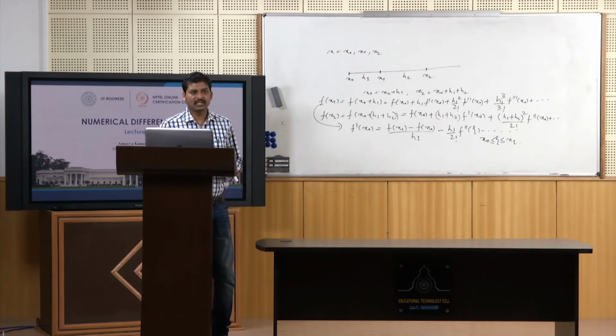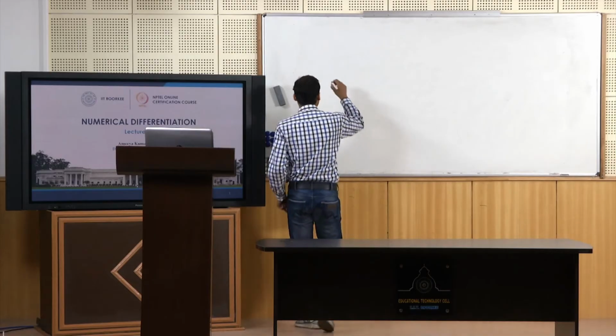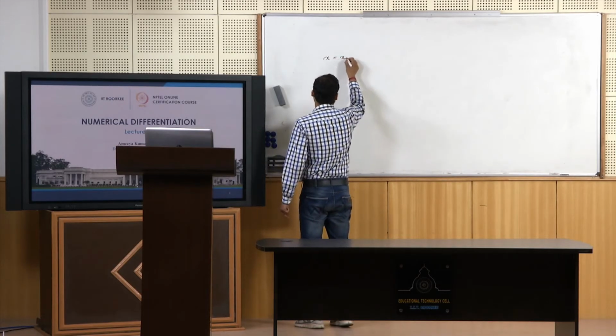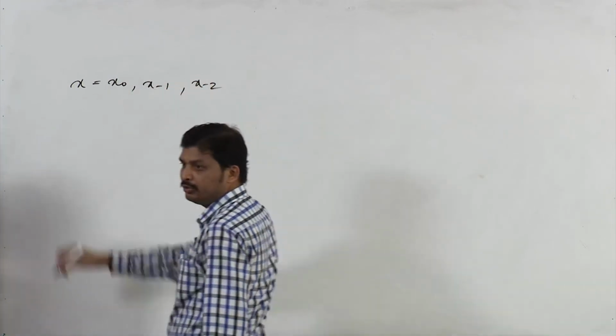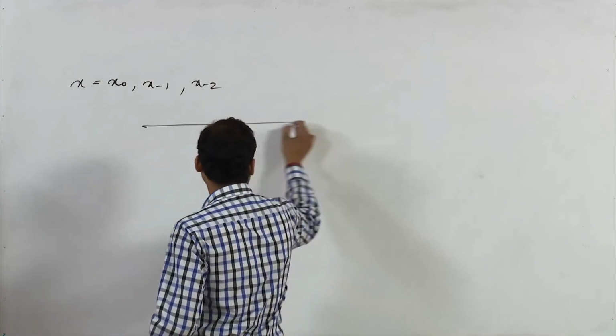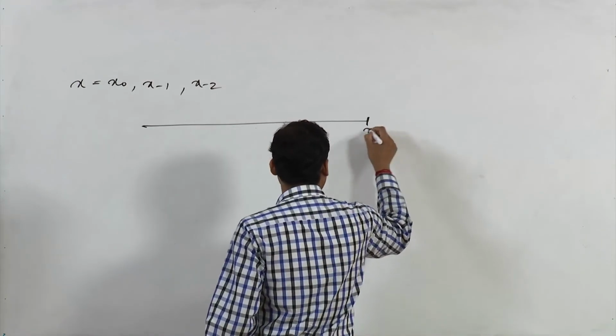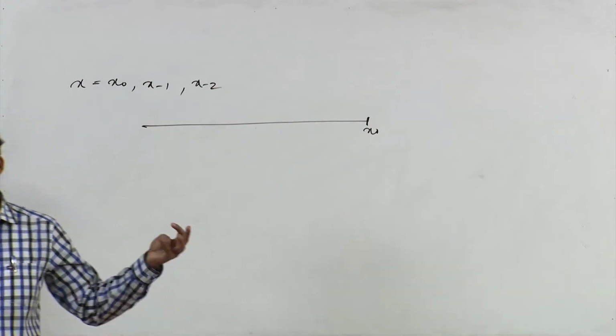Now if you go for unequally spaced points in a backward difference formula form, suppose the values of f of x are given at x0, x of minus 1 and x of minus 2, like in Newton's backward difference formula. We can write these nodal points as x equals x0, x of minus 1, x of minus 2. So usually we have to go back from x0 in a line, defining x0 as the last point, like in Newton's backward difference formula.